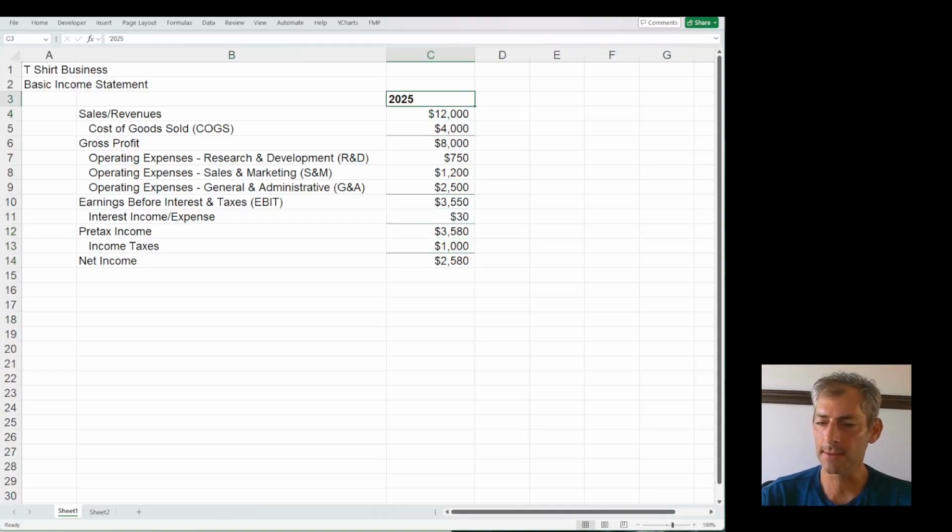So this business that we just talked about is selling t-shirts. They sold $12,000 worth of material, but the net income after all the expenses was 2,580.